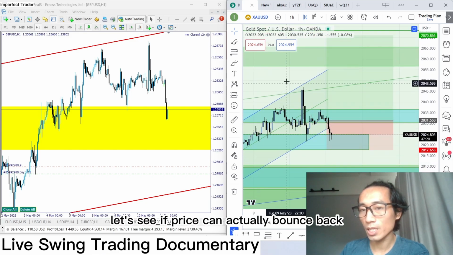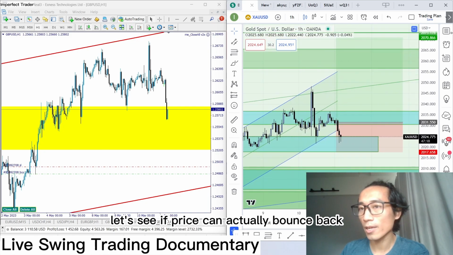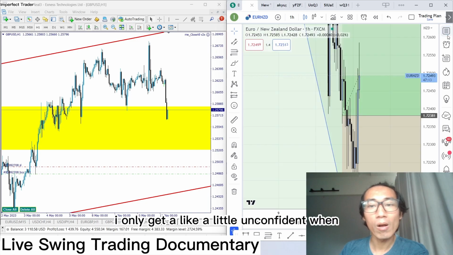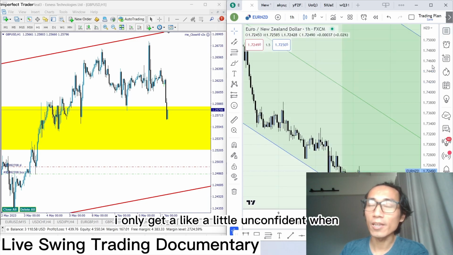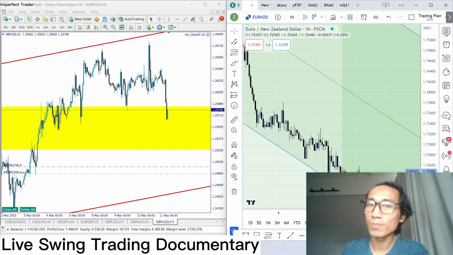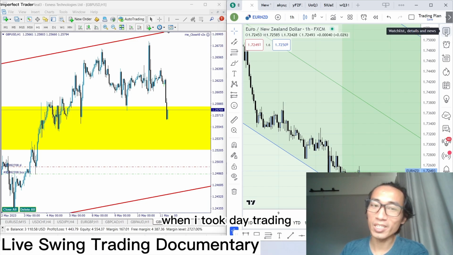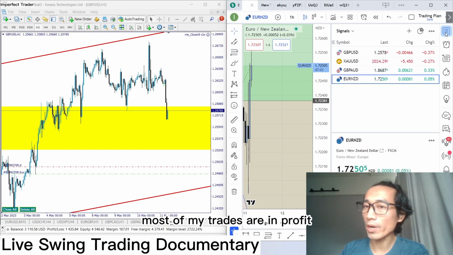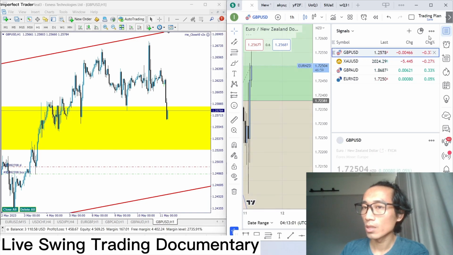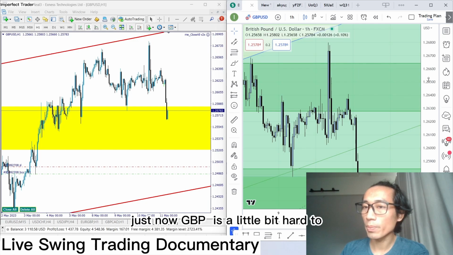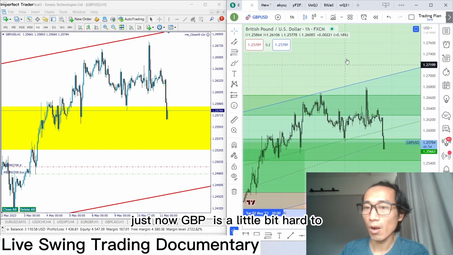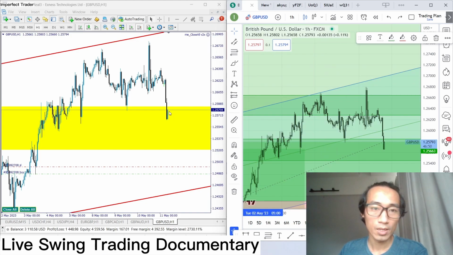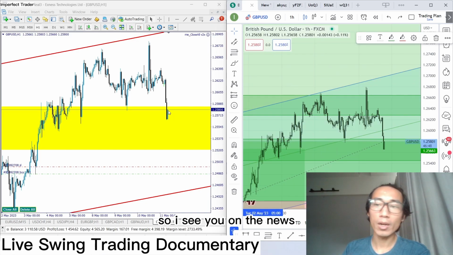Yeah, it's in drawdown. Let's see if price can actually bounce back. But I only get a little unconfident when I take day trades. When I take long-term trades, most of my trades are in profit. Just now, GBP is a little bit hard to hold, but I'll see you on the news.